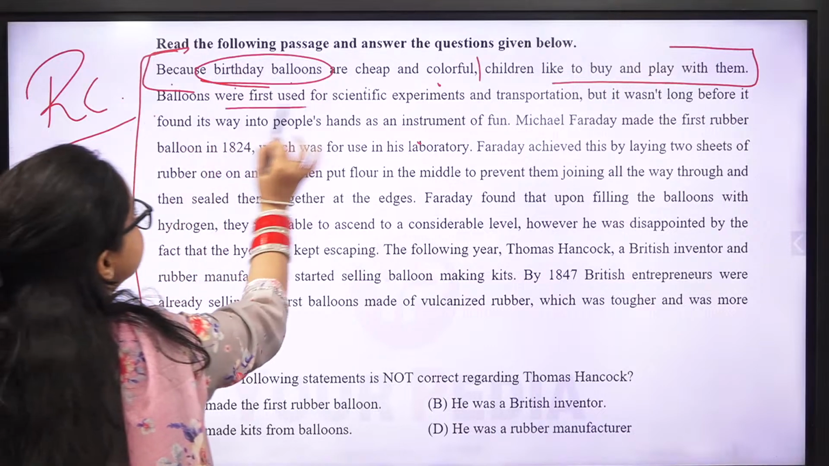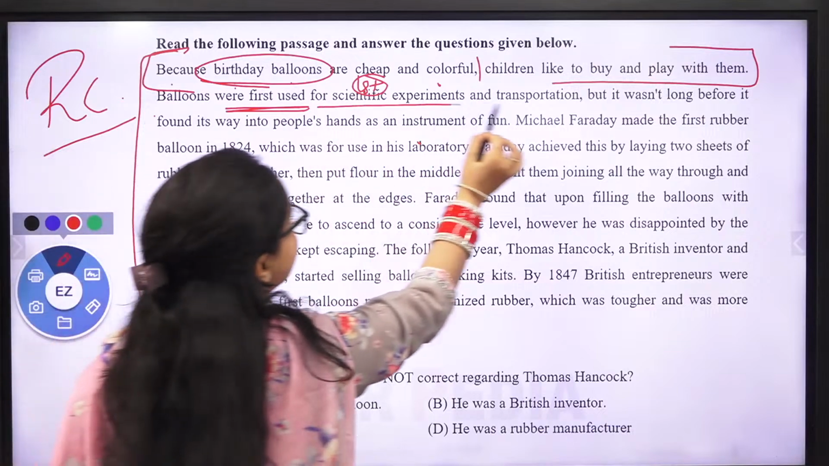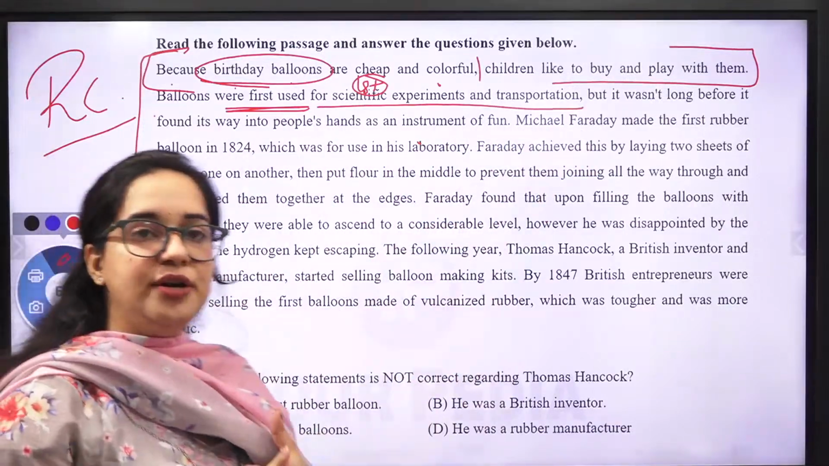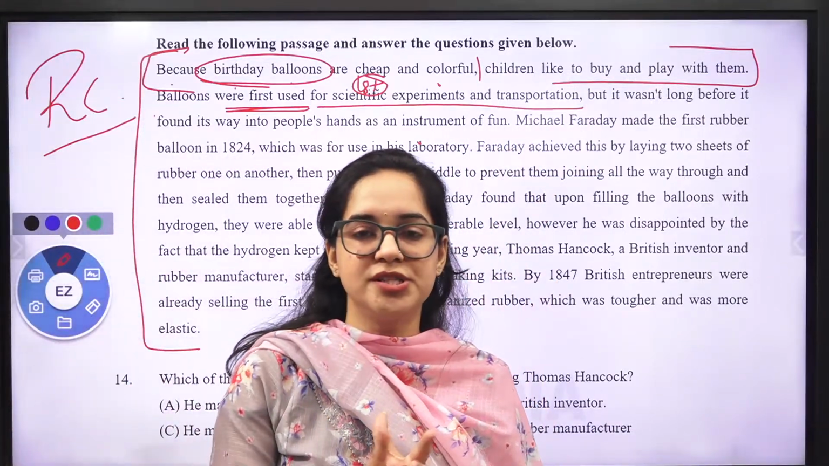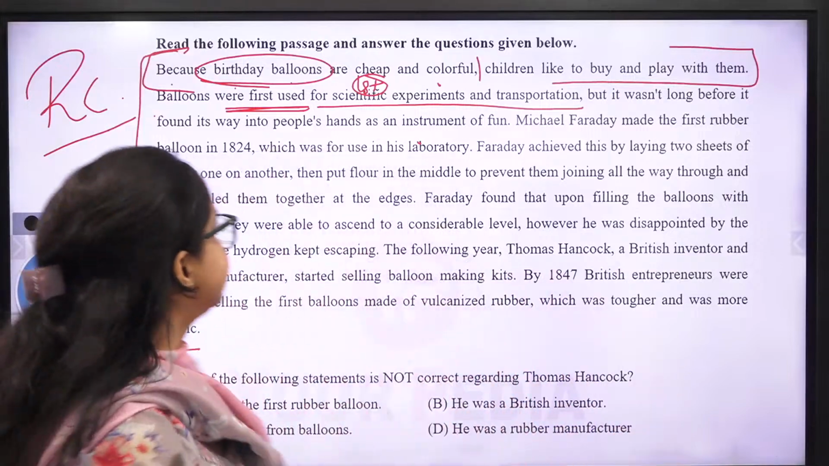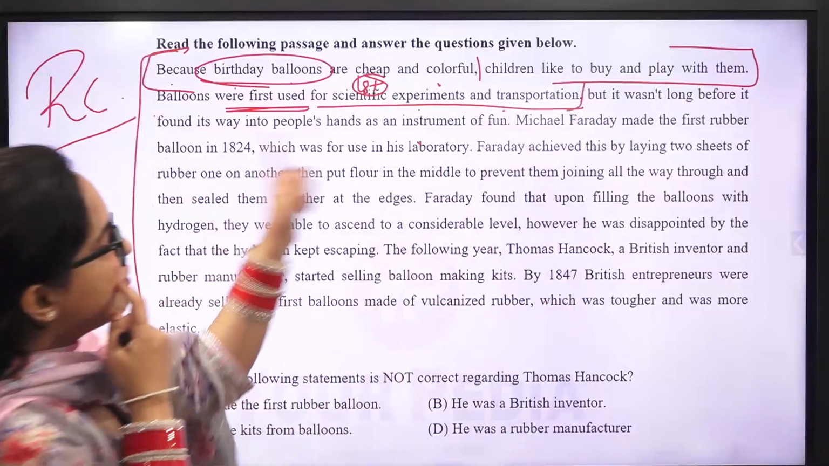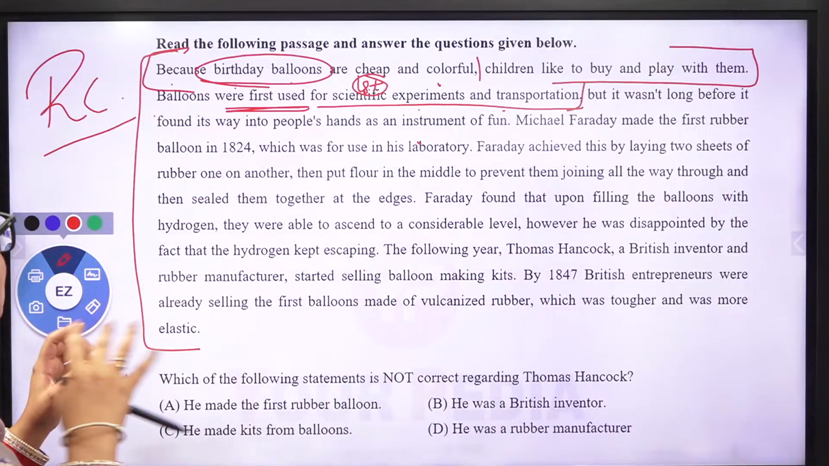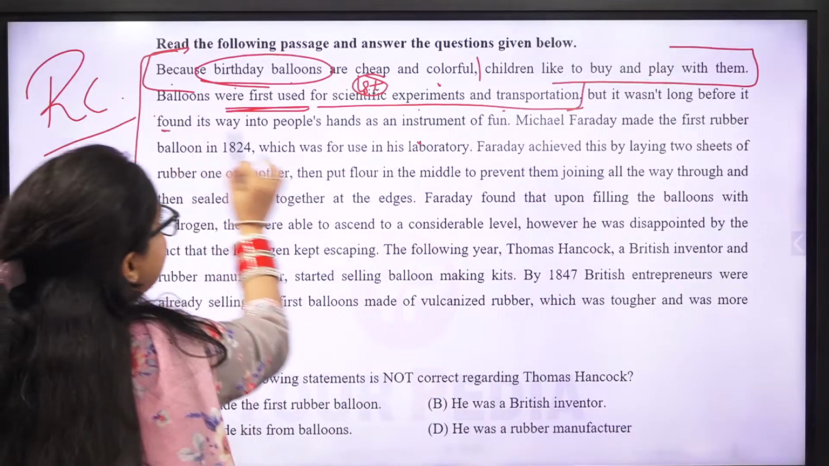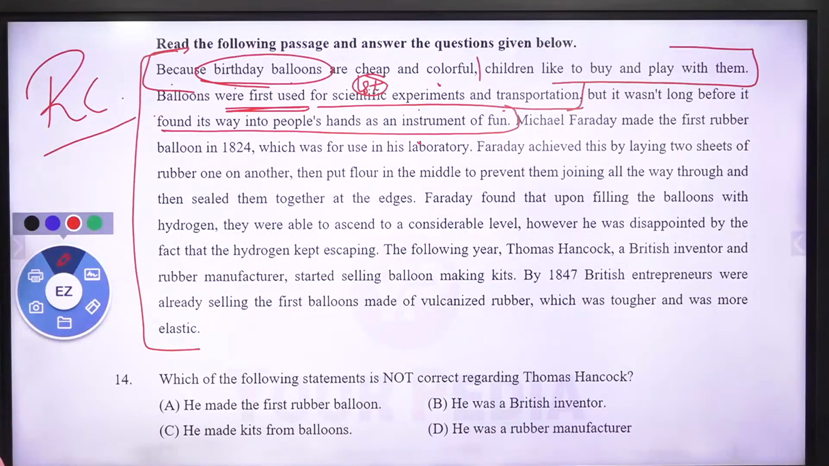Balloons were first used for scientific experiments and transportation. So now we are talking about balloons, and we are told that the very first usage of balloons was done by scientists for some kind of experiments and transportation. But it was not long before it found its way into people's hands, and later it became an instrument of fun.